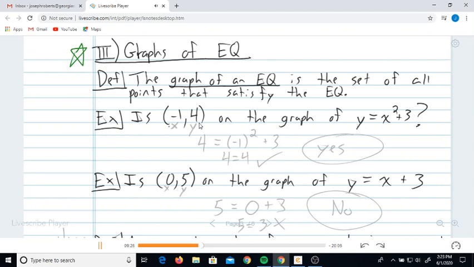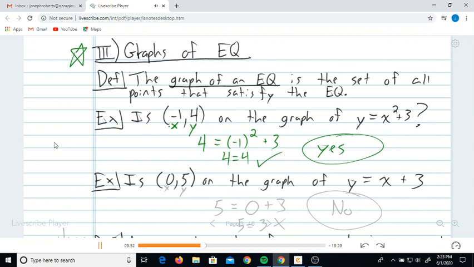So if we look at this first example, it's asking, hey, is this point at -1, 4 on the graph of y equals x squared plus 3? Well, we'll plug it in and see if it's true. We just want to make sure we don't get our x's and y's mixed up. So if I set the y value to 4 and the x value to -1, you get a true statement. So the answer is yes.